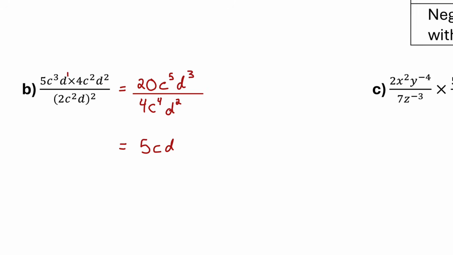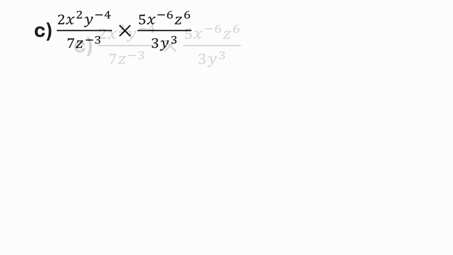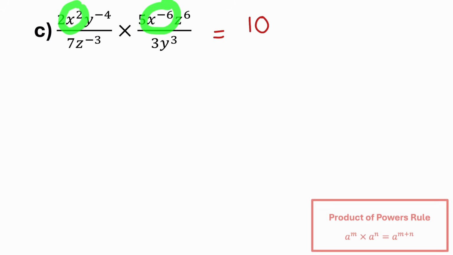And then moving on to part C, I have two fractions being multiplied. So I'll start by multiplying the numerators. When multiplying the numerators, I can combine these constant factors, 2 times 5, to give me 10. And then I have two powers of x being multiplied. Since they have the same base, I can simplify them into a single power by keeping that same base and adding their exponents, 2 plus negative 6, which is negative 4.